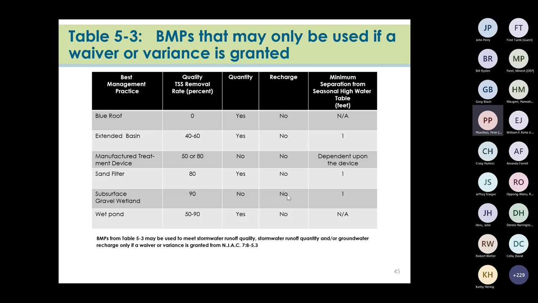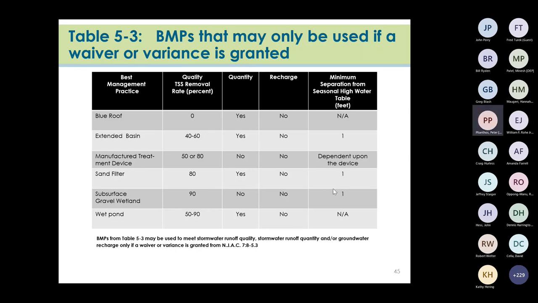7:8-5.3. BMPs in Table 5-3 always require a waiver or variance from NJAC 7:8-5.3 before they can be used to meet any of the design and performance standards. It is not anticipated that these BMPs will be used much in the future because of what is required in order to grant a waiver or approve a variance.